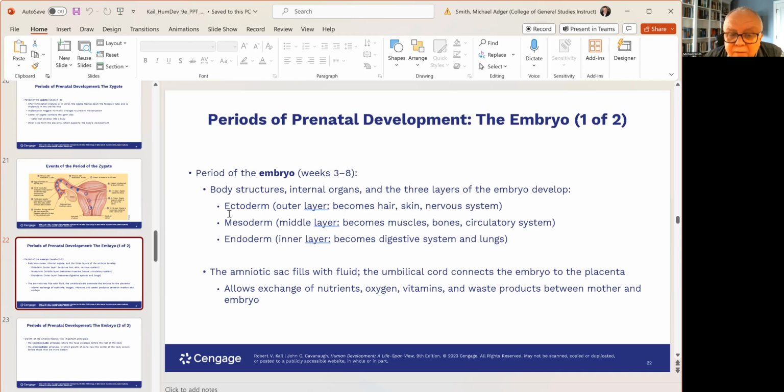This is important. The ectoderm, which is the outer layer, will turn into skin, hair, and the nervous system. The mesoderm, which is the middle layer, becomes the muscles, the bones, and the circulatory system. And the endoderm, which is the inner layer, becomes the digestive system and lungs.